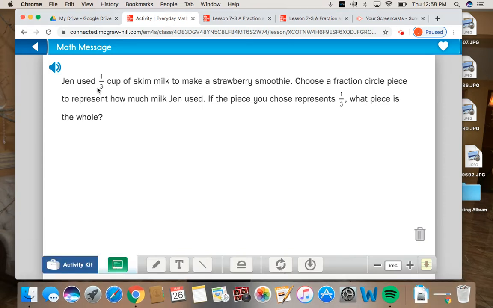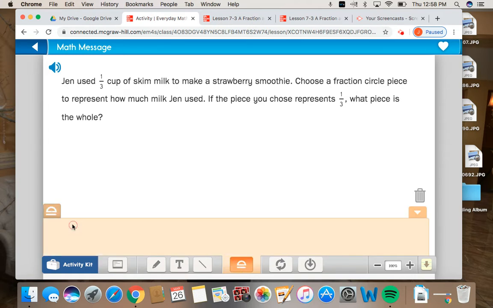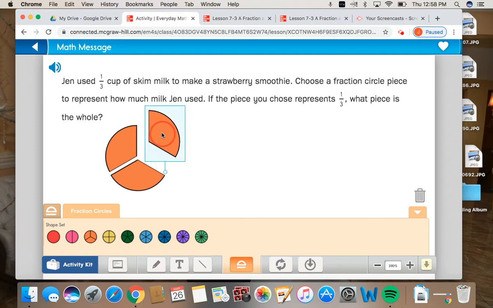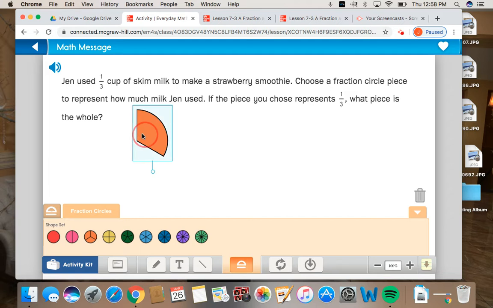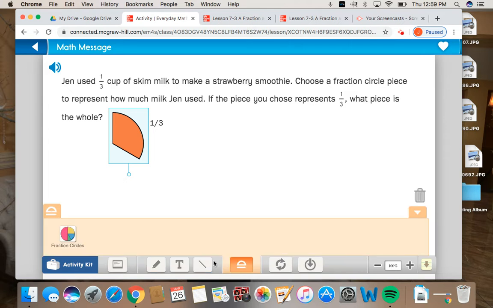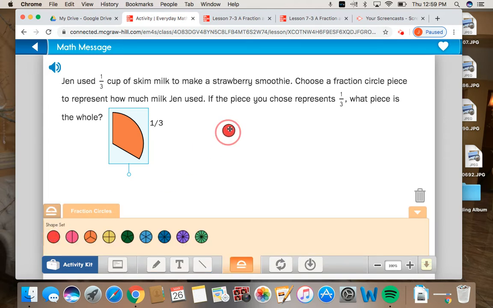So I'm going to go ahead and pull up 1/3 using my fraction circle pieces. Here are my thirds, and right now I only want one of them. So I'm going to get rid of these, and I'm going to label this piece 1/3. So this is my fraction circle piece that represents how much milk she used. If the piece you chose represents 1/3, what piece is the whole? So the whole would be this red piece, the red circle.